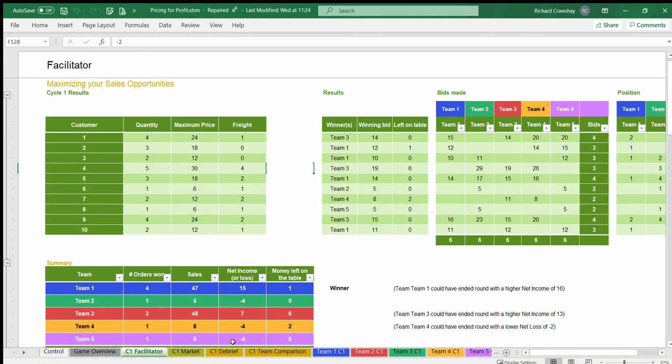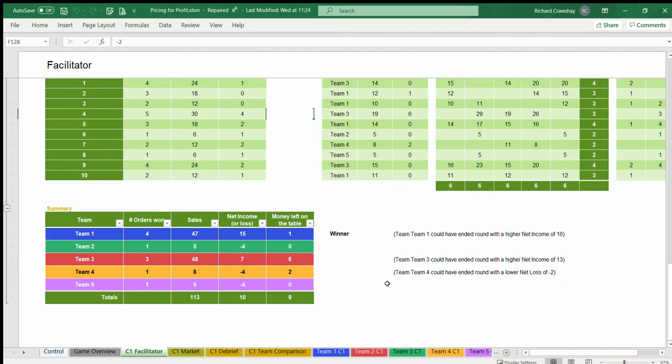The facilitator actually can see all of these details before they go through and reveal the market results. As you can see here, you can see all of the bids made by all of the competing teams. And over here, you can see a summary of how well they did. In this instance, team 1 won 4 orders, sales of 47 and a net income of 15. You can also see that they only left 1 on the table, so the best they could have done was a net income of 16.